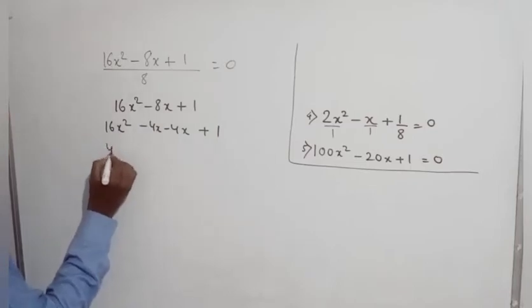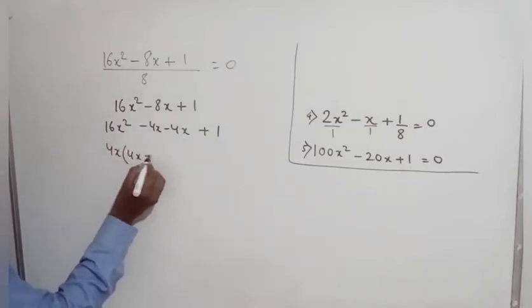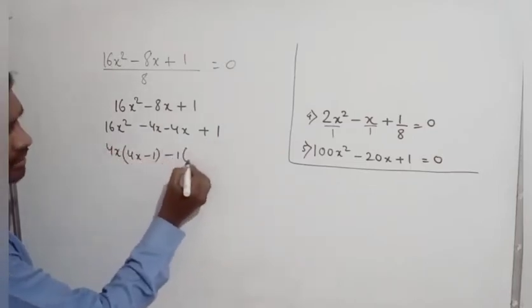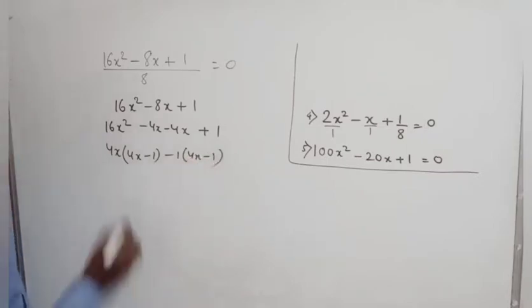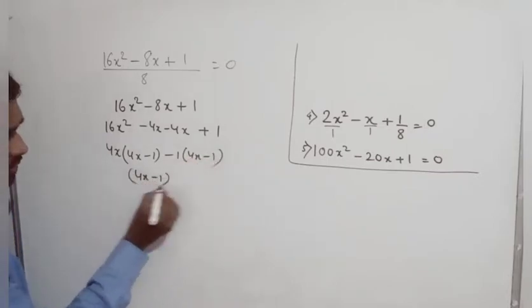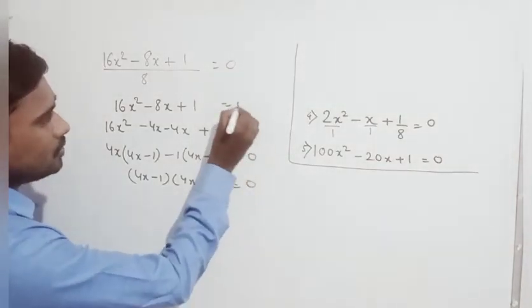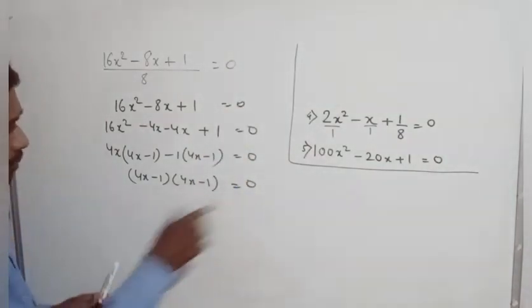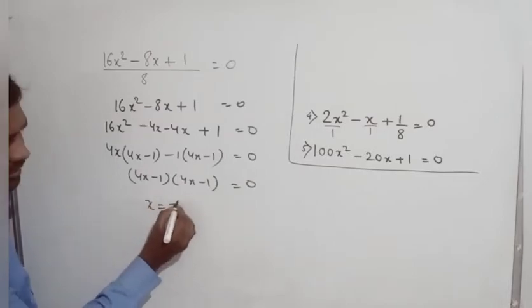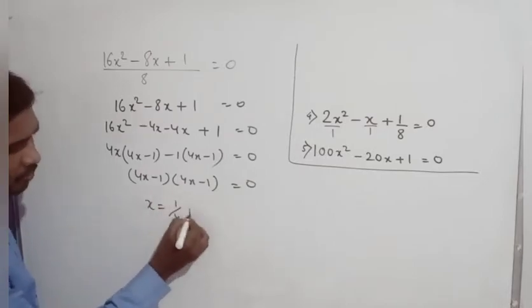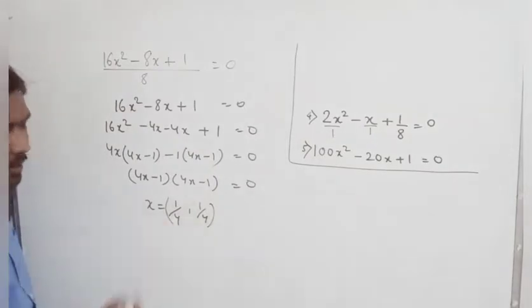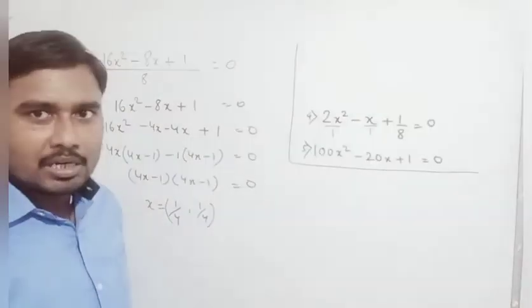So now take common 4x, so it will be 4x minus 1. And here minus 1, 4x minus 1. Again 4x minus 1, 4x minus 1 is equal to 0. So separately when you write, you will get x is equal to 1 by 4 and 1 by 4. So both the answers are equal. Both the roots are equal.